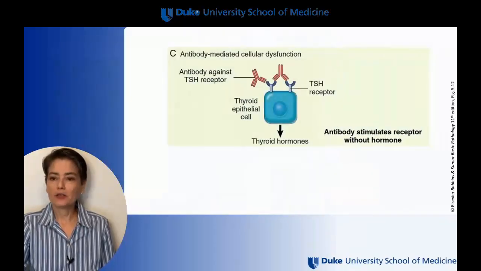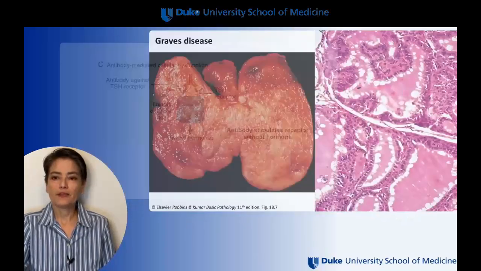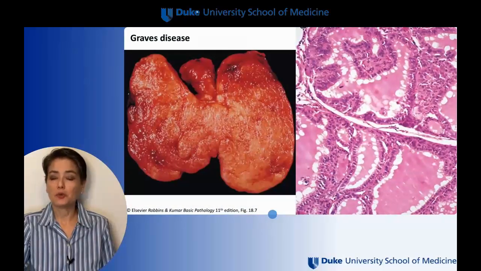And then the final pathway I want to discuss about antibody-mediated damage is when we get antibody-mediated cellular dysfunction. So this is the example I gave you of Graves' disease, where we have an antibody against the thyroid-stimulating hormone receptor on the thyroid epithelial cell. When this antibody binds, it's going to stimulate the cell to generate thyroid hormones without the appropriate need by the body. And this is an image that you will see when we get to autoimmune diseases of the thyroid.